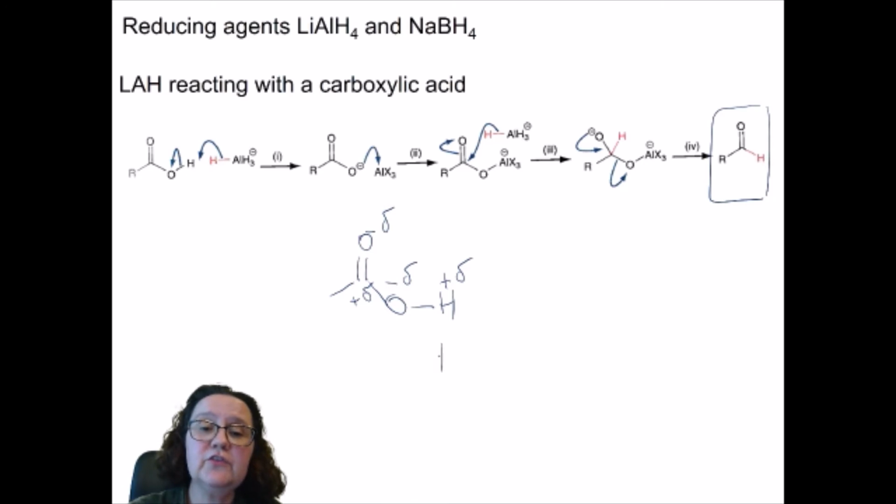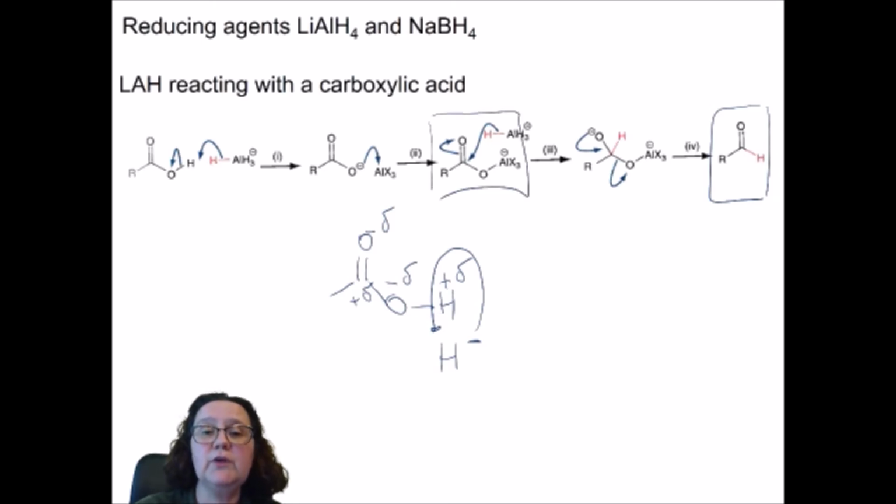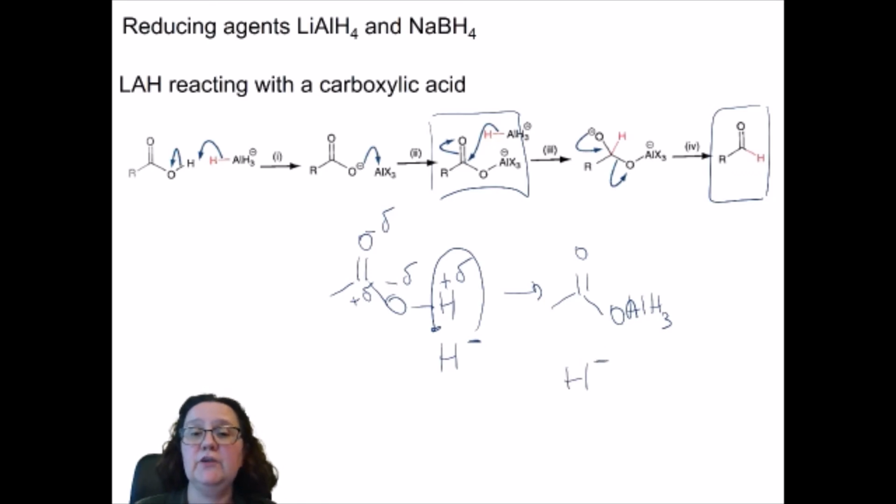So in this case, the first step is an attack on this hydrogen, which creates this intermediate compound that we have here, this aluminium salt of the carboxylic acid. And the next step is another attack by another molecule of lithium aluminium hydride, by another hydrogen anion, this time on the carbonyl group. And this compound is formed.